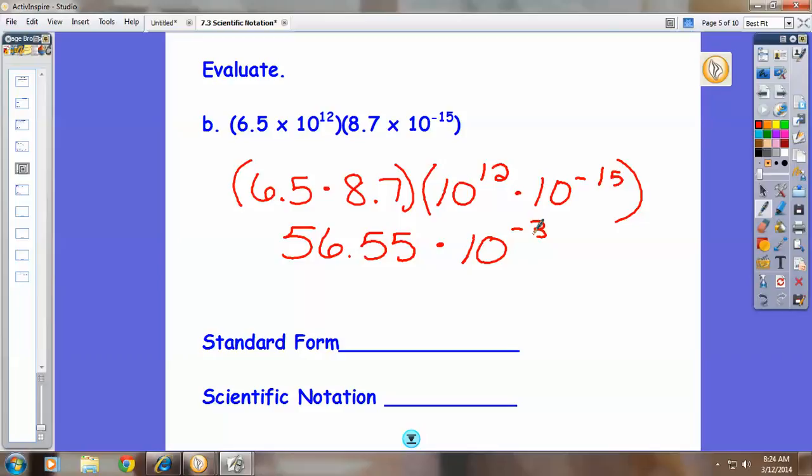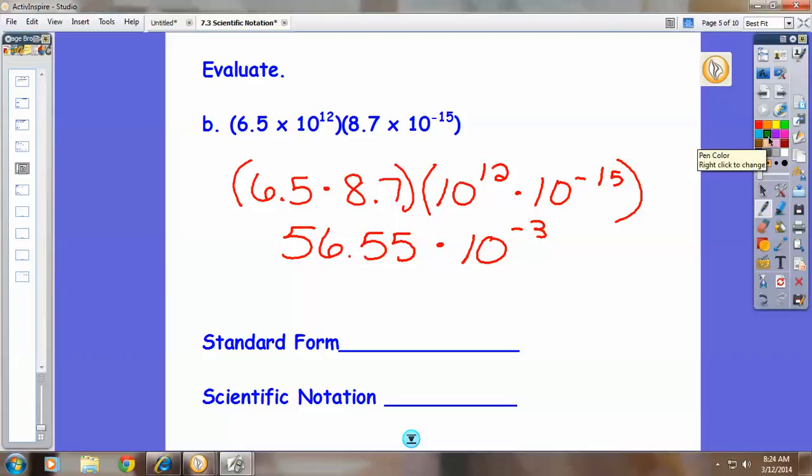No. Not quite. We have a digit issue, don't we? We have 2 digits on the left of our decimal, whereas we need 1. And it's not in standard form either. What's going to be the easiest way to put it into scientific notation? Let's go to standard form first, and then we'll put it back into scientific notation.